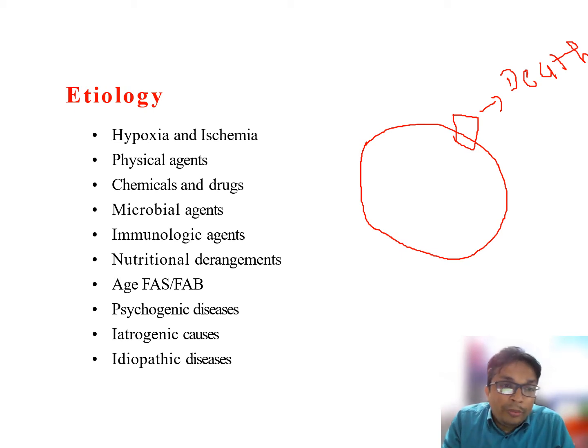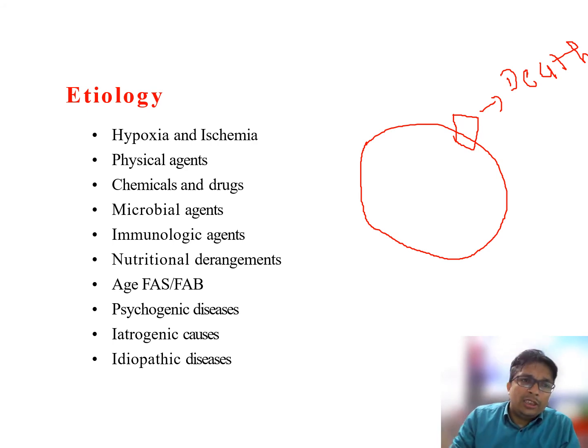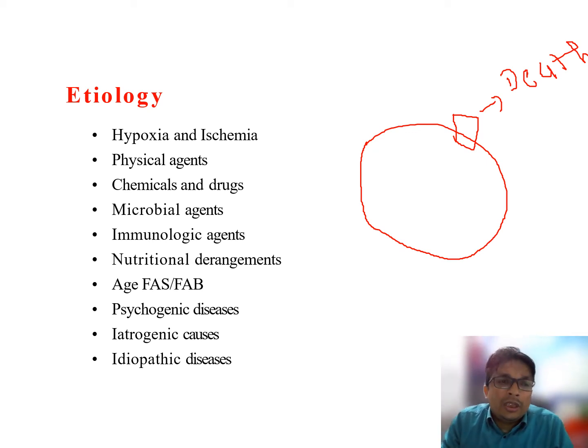Another one is idiopathic diseases. Whenever we don't know the cause of any disease, it is called an idiopathic disease. Like urticaria is an idiopathic disorder. There are a number of neurological disorders which are idiopathic, like neurodegenerative disorders. So when we don't know the cause, it is called an idiopathic disease, and in these idiopathic diseases cell injury can occur because of any reason.